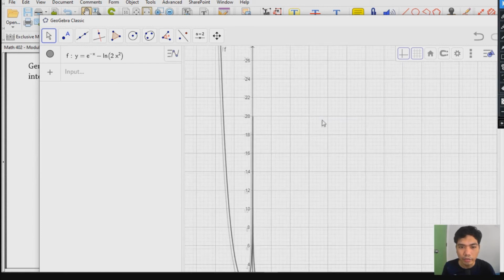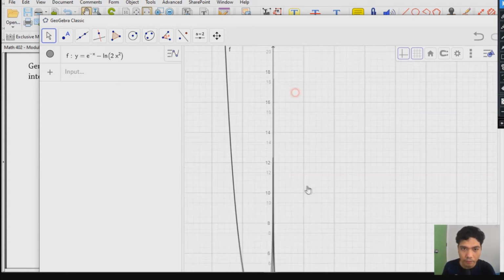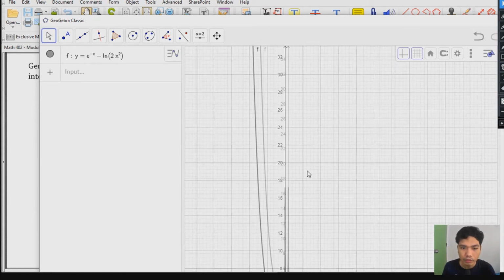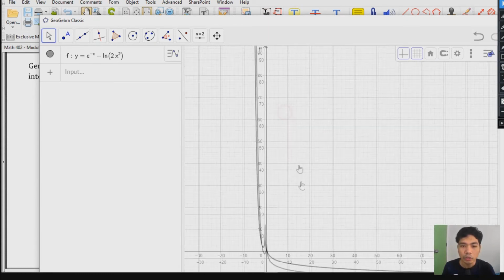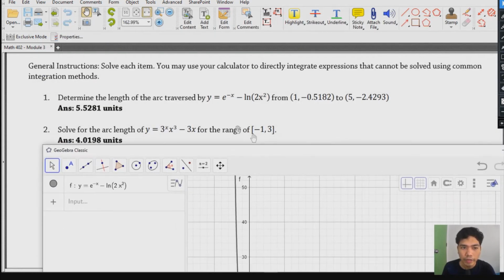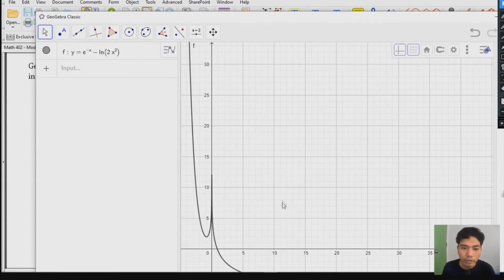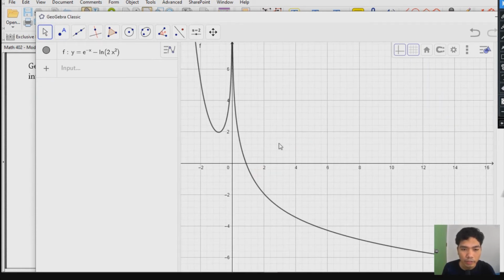So, that's our graph. Anyway, that is the graph of this function. So, the question is, find the arc length traversed between these coordinates, so that's 1 and 5. Just remember that our domain is from 1 to 5.